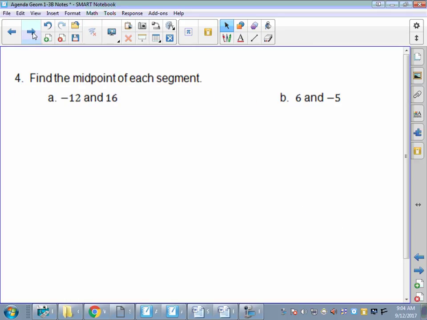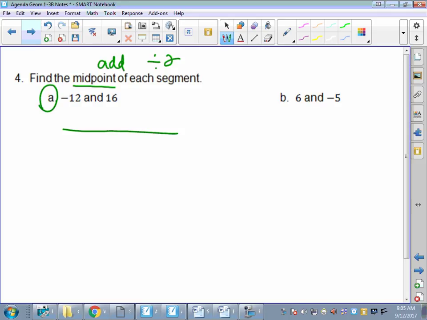Find the midpoint of each segment. So midpoint means we're going to add and divide by 2. Or in other words, we're going to take the average. So if we want to know the midpoint, I've got a segment that starts at -12, it ends at 16. Think number line because I'm not giving you ordered pairs. So if we're going to do that, we're going to take our two coordinates and we're going to add them together.